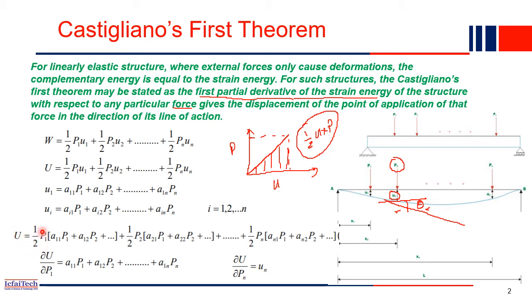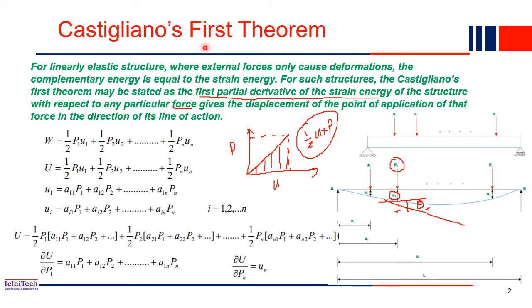U equal to half into P1 into this entire term. This entire term of U1 will be written here. Similarly, now you have half into P2 into U2. This U2 expression also can be written as a very big equation. So all the U1, U2, U3 values are substituted in the main strain energy equation. So now this is our final strain energy.